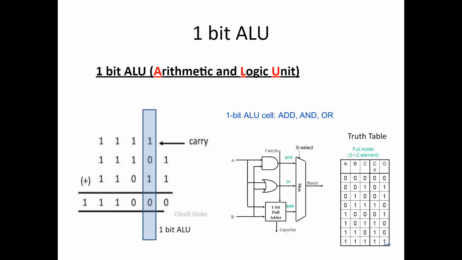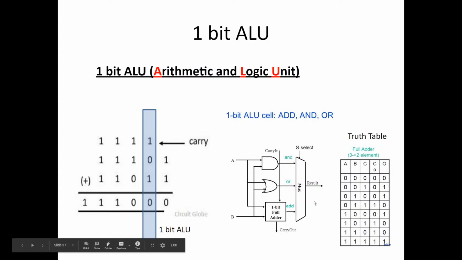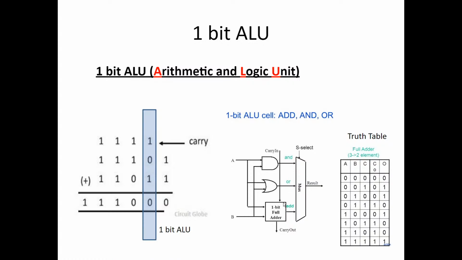So here we get into the specifics of an ALU. Here we're looking at a 1-bit ALU cell, and this means that it can carry add, AND, or OR. So these are the three different things that an ALU cell can encode. And here we can see the idea of a full adder, which we went over last class, and we can also see the three different ALU cells over here.